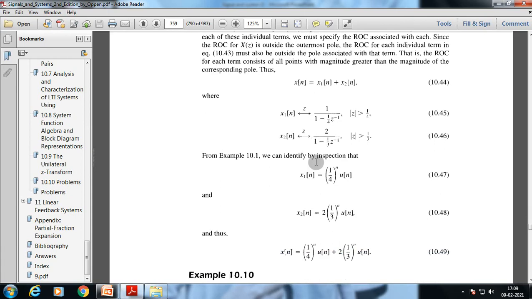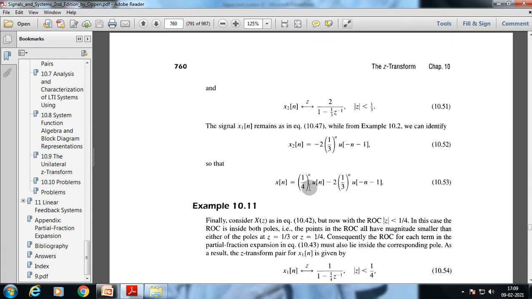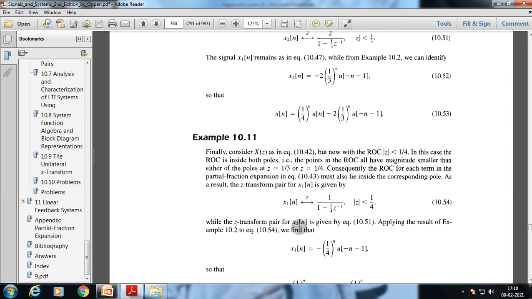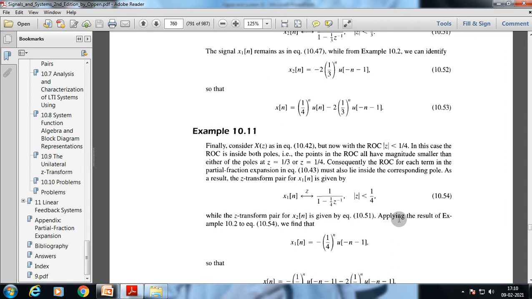Okay, so if we consider again this value with a few examples, but now with ROC |z| less than 1/4. In this case, the ROC is inside both poles. The points in the ROC all have magnitude smaller than either of the poles at z equal to 1/3 or z equal to 1/4. Consequently, the ROC for each term in the partial fraction expansion must also lie inside the corresponding pole. As a result, the z-transform pair for x1[n] is given by 1 over 1 minus (1/4) z^-1, while the z-transform pair for x2[n] is given by equation 10.15.